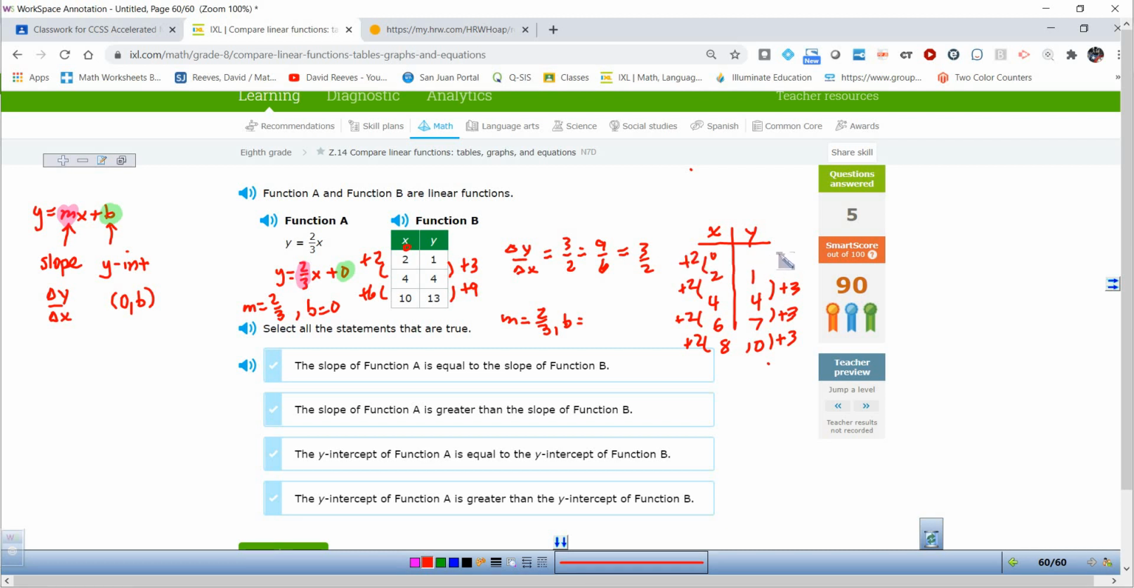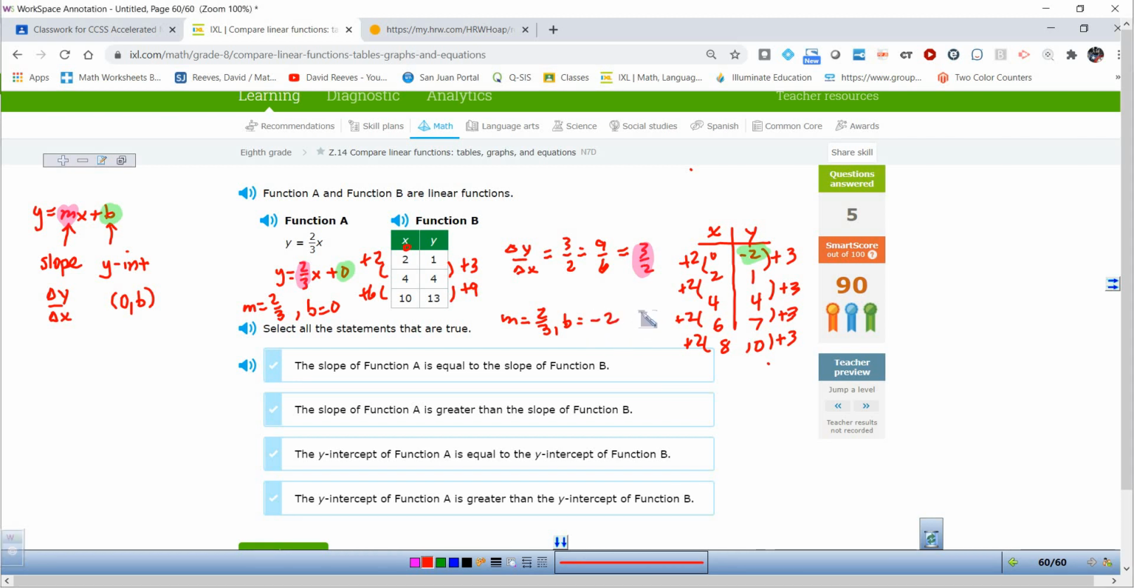Well, what do you add to 3 and get 1? Or if we subtracted 3, what would we be at? We'd be at negative 2, right? Do you see that? Negative 2 plus 3 is 1. So that's what our y-intercept is. There is our y-intercept. This was our slope. So our y-intercept is negative 2.